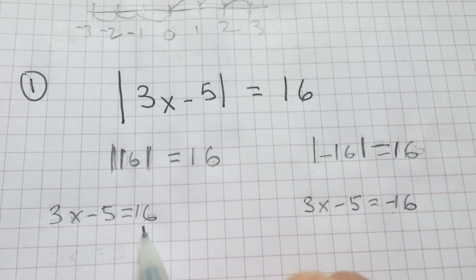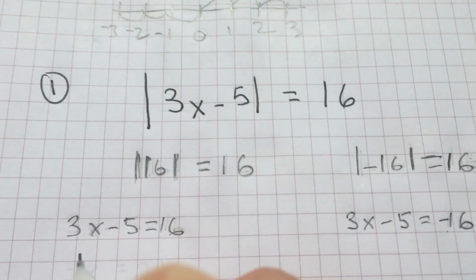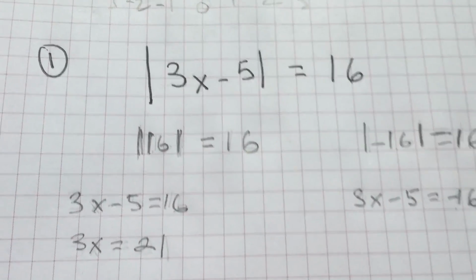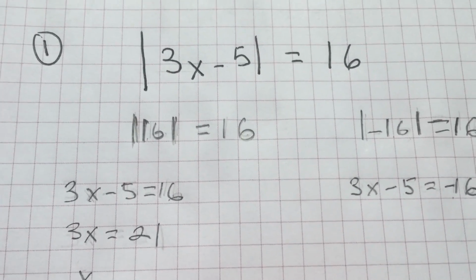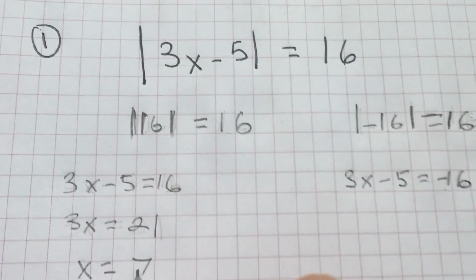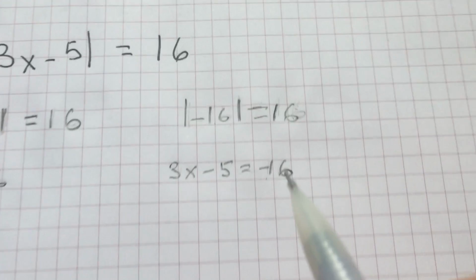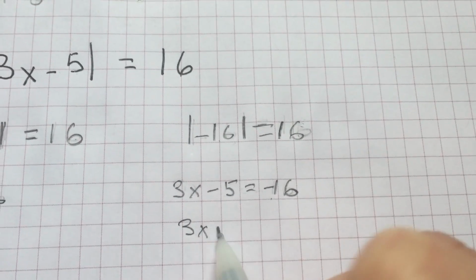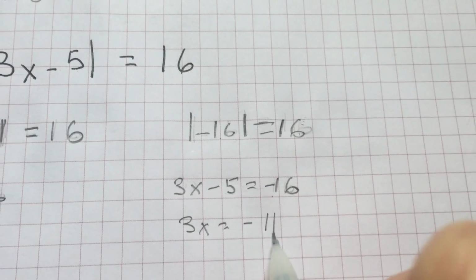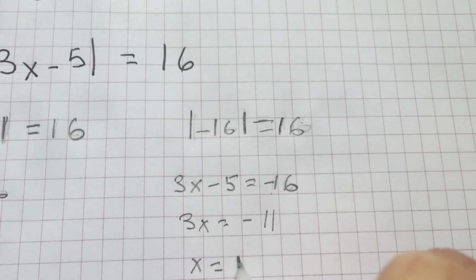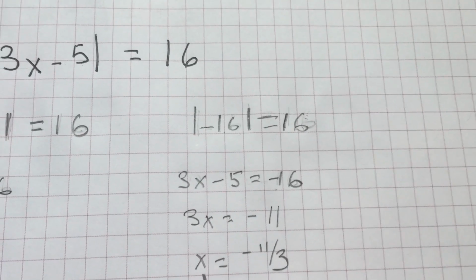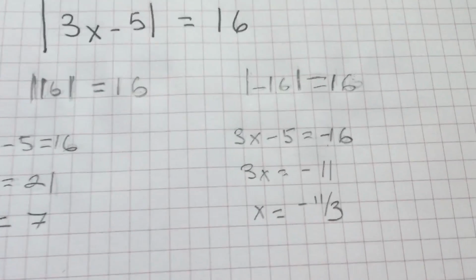So I'm going to go ahead and solve this equation. Add 5 to both sides, so 3x is equal to 21. Divide by 3, so x should equal 7. And then over here, I'm going to do the same thing. Add 5 to both sides, so 3x is equal to -11, and x is equal to -11 thirds. Again, you can keep it as a fraction.